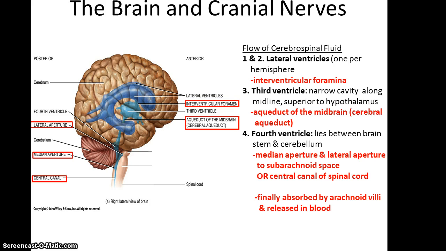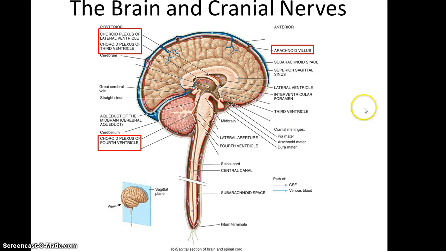Finally, when all is said and done, the cerebrospinal fluid will be reabsorbed back into the bloodstream at the arachnoid villi. So here you can see how the arachnoid villi are protrusions of the arachnoid layer lying adjacent to major venous sinuses found around the brain. And then they can just absorb the cerebrospinal fluid and send it straight back into the bloodstream.